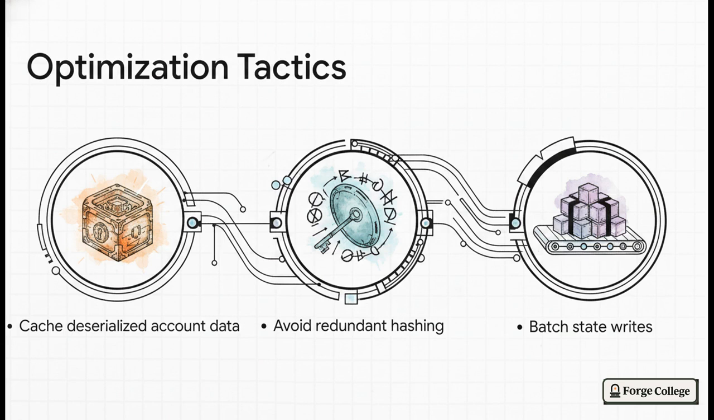Third, batch your state writes. You can accumulate your results in memory and perform fewer combined writes to the state. These are small, surgical tweaks, but they lead to absolutely massive compute savings.